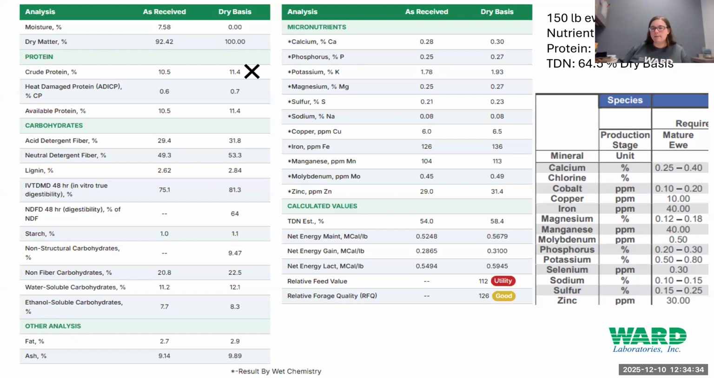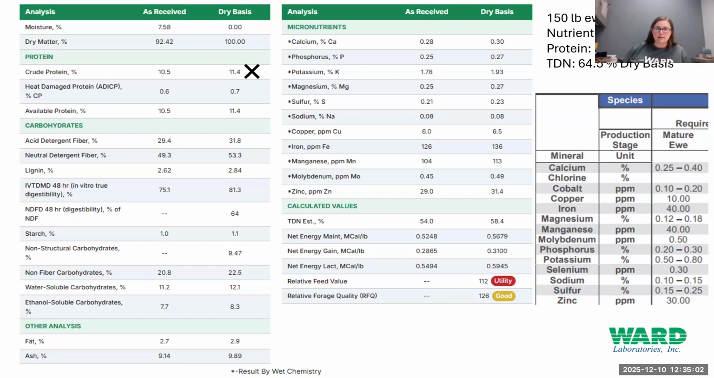So we know right off the bat, if we're feeding this hay, we're going to need to do some supplementation of protein. And that moisture was very dry, so this is probably a dry, brittle hay, but that also raises the question of heat damage. The heat damage protein, that second value under the protein, is not enough to warrant using the available protein. So that's a good thing; we don't have any heat damage.